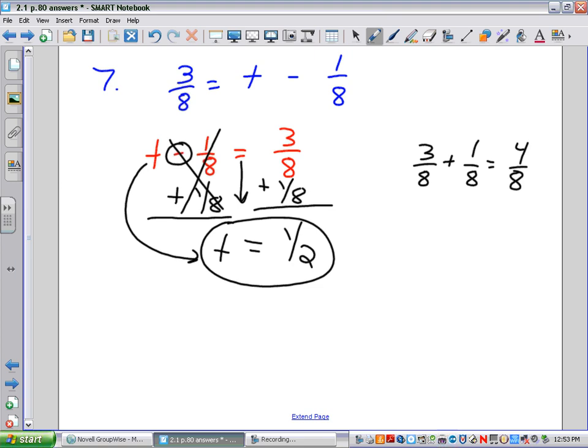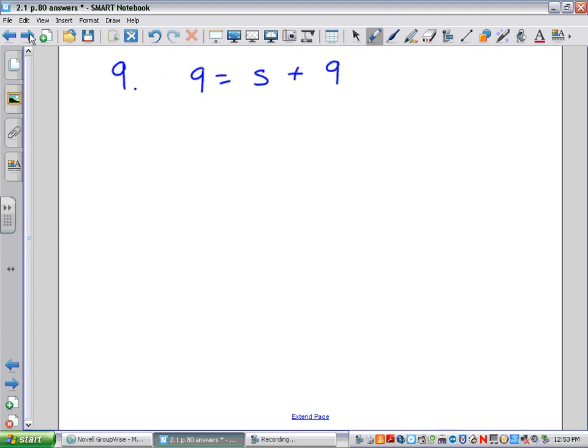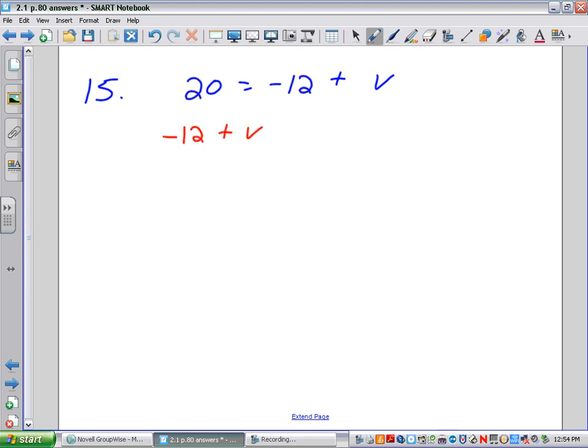One more that I want to work with you now, and then we'll do the rest of these in class together. I want to go all the way to number 15. Number 15. This one reads 20 equals negative 12 plus v. In other words, 20 equals negative 12 plus some number. Some number is my v variable. Well, couldn't I flip this around? I could put the negative 12 plus v, then my equals 20.